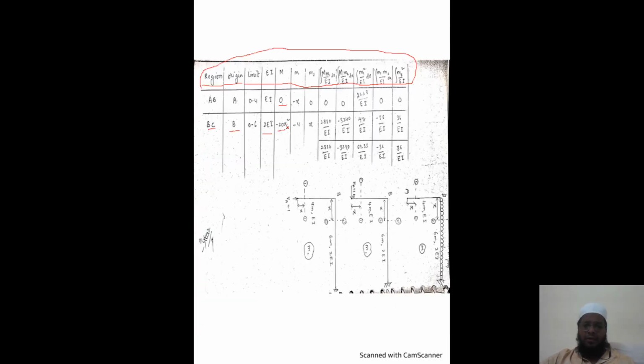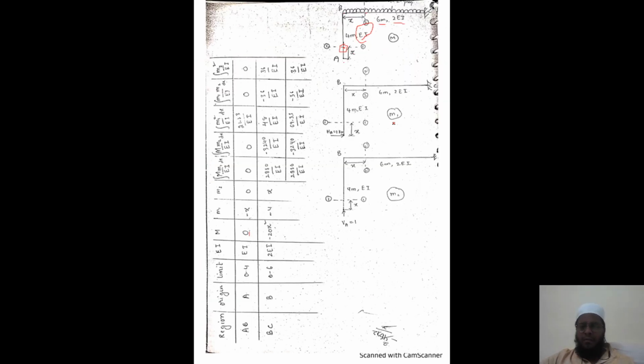Now we'll take the M1 diagram. In the M1 diagram, we have removed all the external loads, that is, the UDL is removed. Since the entire frame is hinged at point A, and a hinge support has two reactions, one in the horizontal direction and one in the vertical direction, here we have applied HA equal to 1 kilonewton.